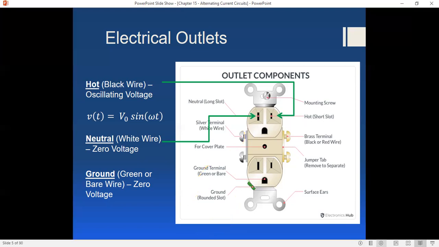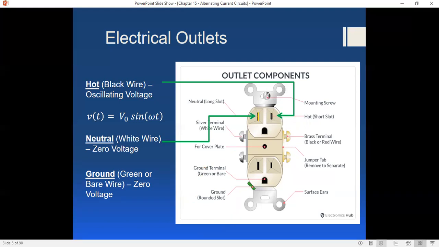So again, when we plug a plug in, the neutral prong on the plug is actually slightly bigger than the hot prong. You can see the smaller slot is for the hot, the wider slot is for the neutral.